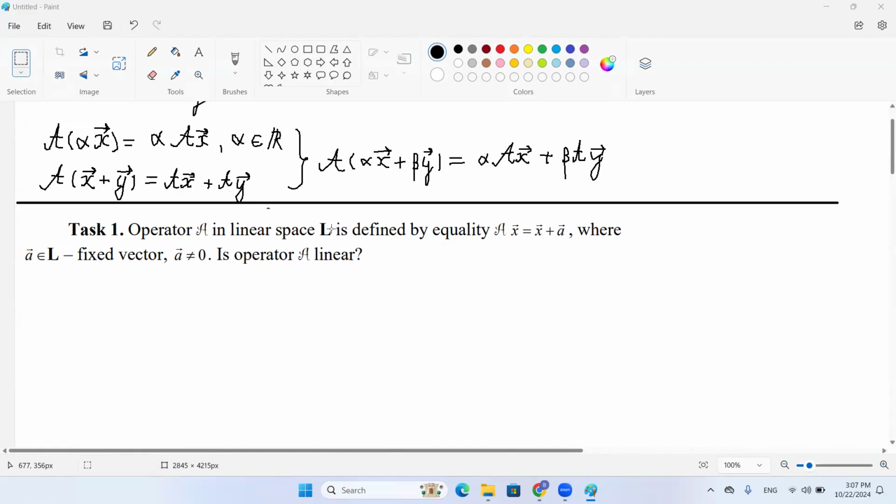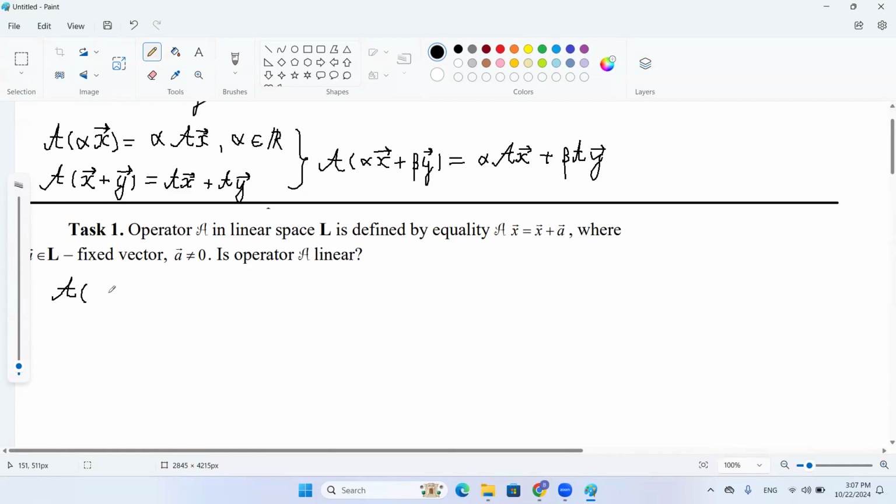Sophia? We need to implement the conditions of the linear operators. Yeah, not implement, but verify. We need to verify these conditions. You are right. And now let's do it.